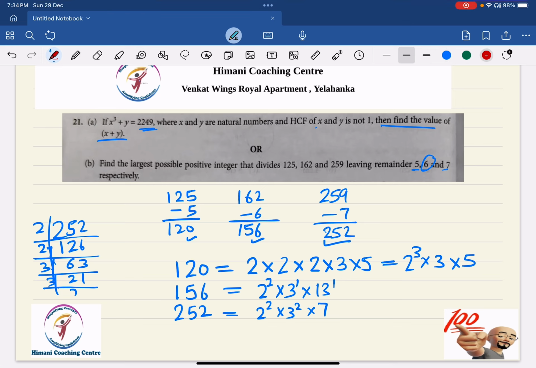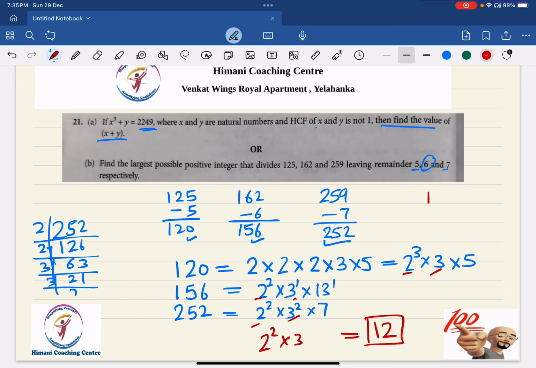Now, how do you find HCF? Whatever is common in all and the least power. So 2 is common in all and least power is 2 square. So that will come. Then 3 is common in all of them. Correct? But the least power is just 3 to the power 1. So 2 square times 3, so the number is 12. Okay?